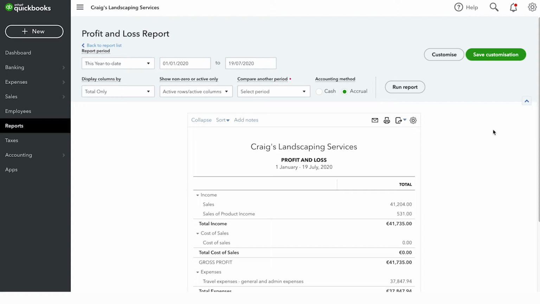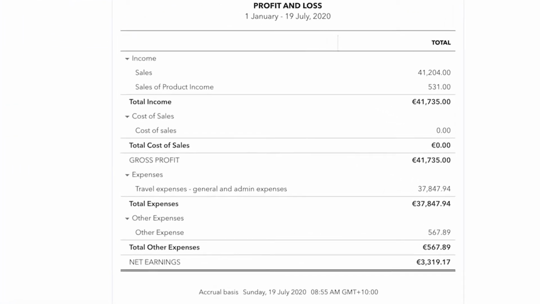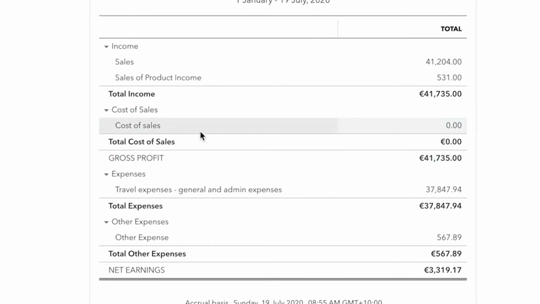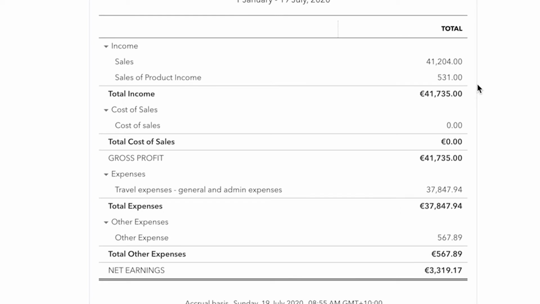time. At the top of the profit and loss statement, you see your business's income displayed right here, divided up in two different income accounts, so you can see your general revenue streams. Right here, you will also see your cost of sales. These are costs specifically for the production of goods that you sold or services that you charge your customers for.